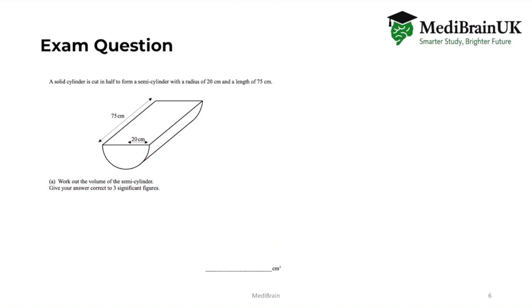I've got another question over here. This is slightly harder, but it's the same concept. Just remember, a semicircle is half of a circle.